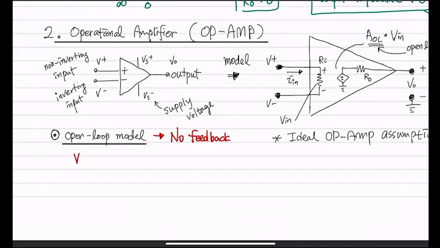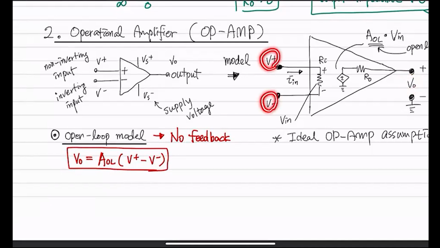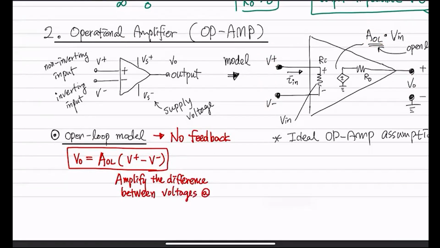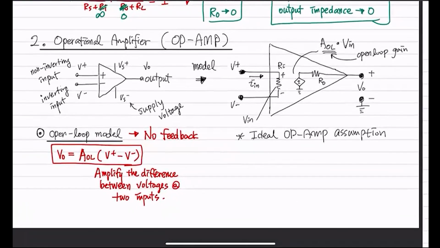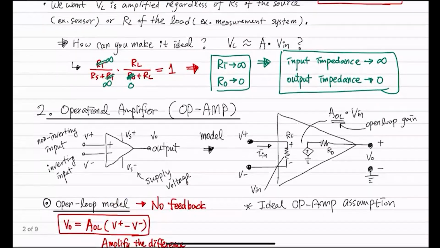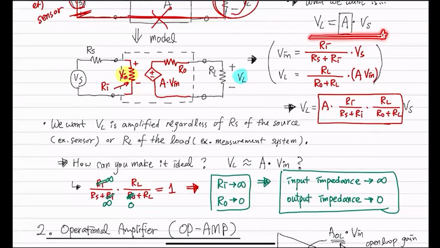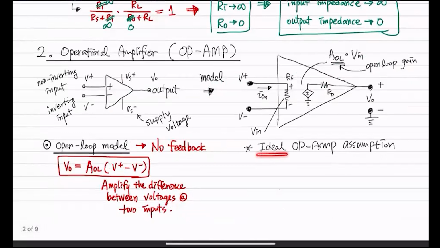When the op-amp follows this rule, V positive minus V negative is being amplified into your output voltage. Your output voltage is nothing but the difference between these two multiplied by this gain, and that is coming out as your output. In other words, it amplifies the difference between voltages at two input nodes. And since we use this kind of condition to realize the ideal amplifier, let's focus on the ideal op-amp assumption here.